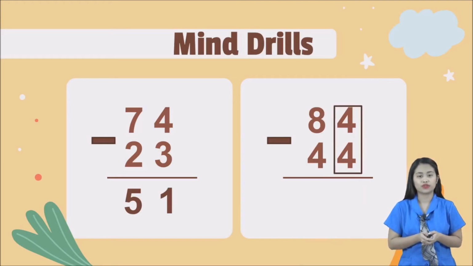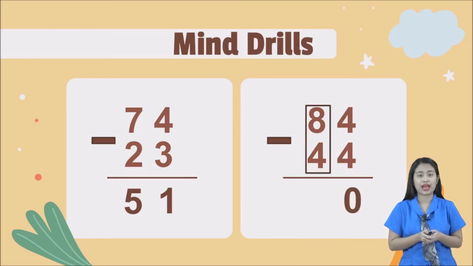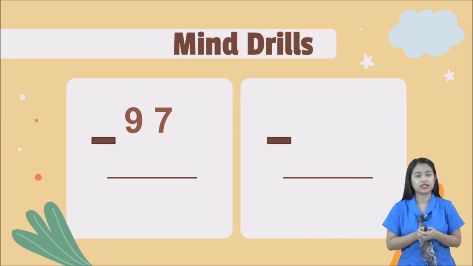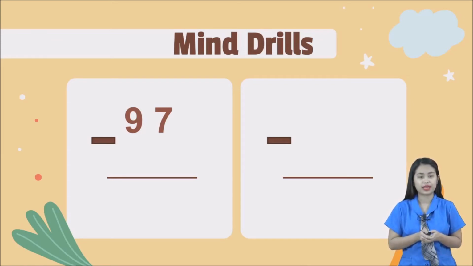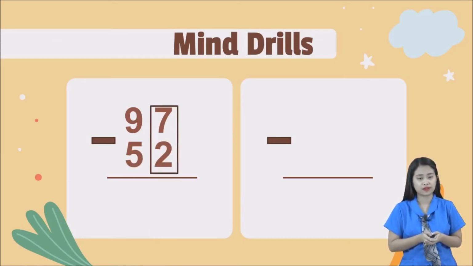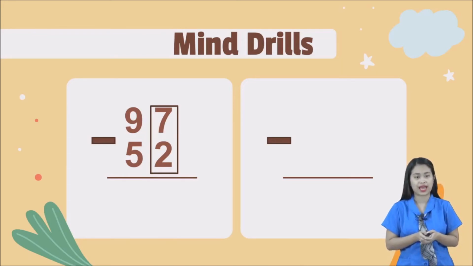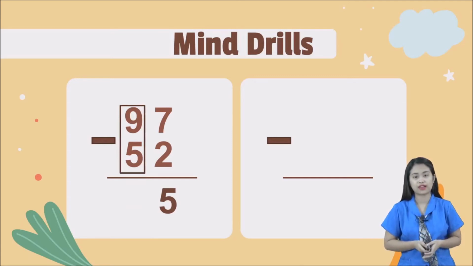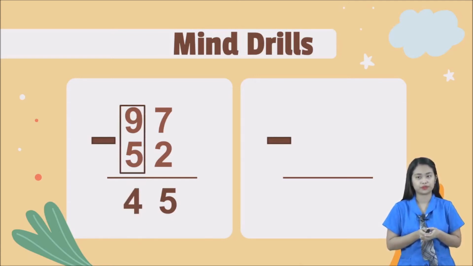44. So 4 minus 4 is equals to 0. And 8 minus 4, we have 4. So very good. Next number, we have the givens 97 and 52. So the first is the ones place value, 7 minus 2, we have 5. And the next is 9 minus 5 is equals to 4. And we have the answer as 45.